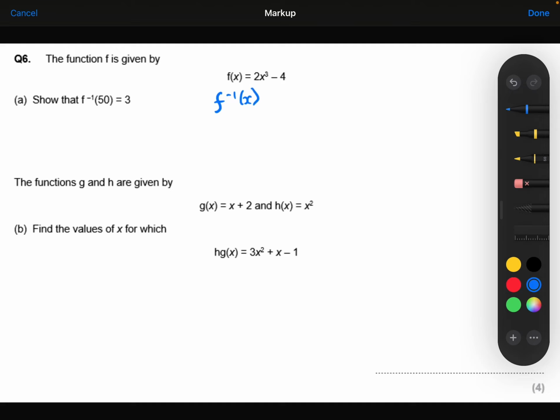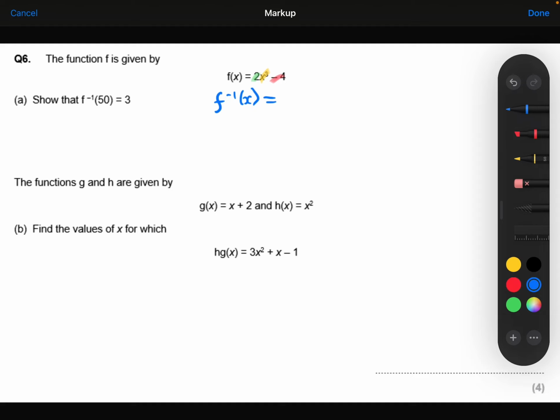Now, two ways we can do this. First thing is I can look at the f of x function carefully and reverse all of the steps. So the first step here is x cubed. It's then times by 2, then subtract the 4. Let's do those steps in reverse.